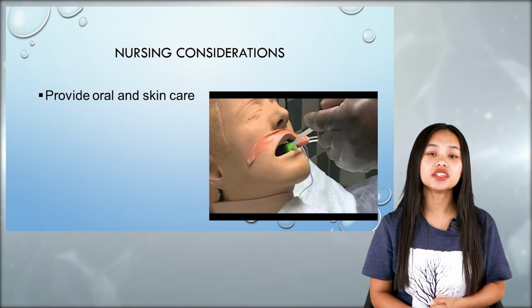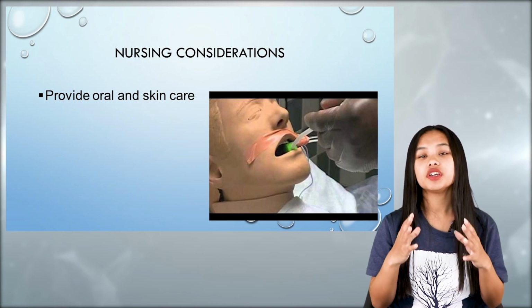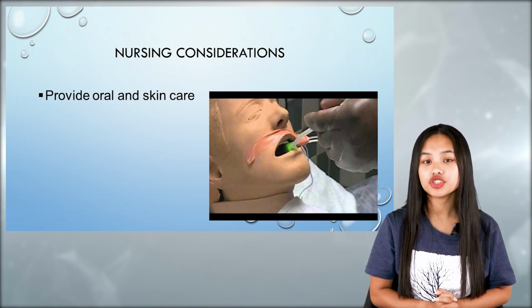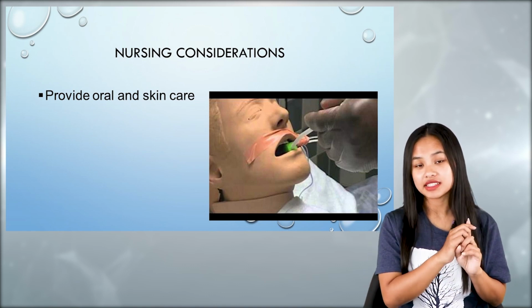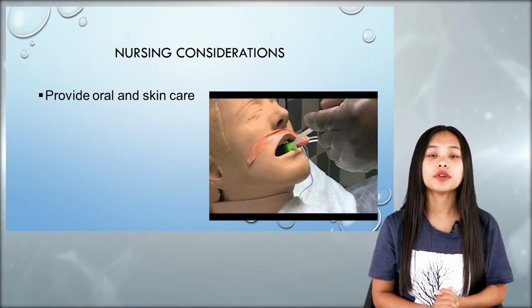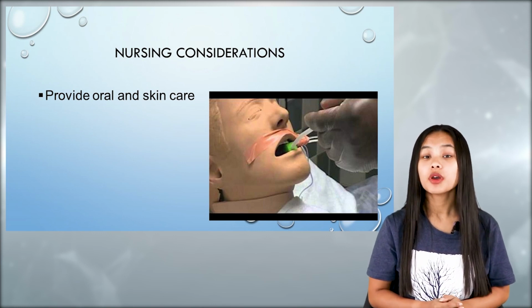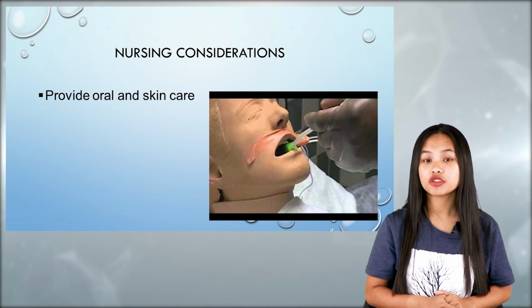And the last one is the nursing consideration. So here, being a nurse, the following nursing considerations that you must watch for include providing oral and skin care. So here, since you will be providing this nasogastric tube to the patient, it is your responsibility that you give mouth rinse and apply lubricants to the patient's lips and their nostrils. You can also use a water-soluble lubricant where you can lubricate the tube until where it touches the nostrils, because sometimes the nose may be irritated or dry.